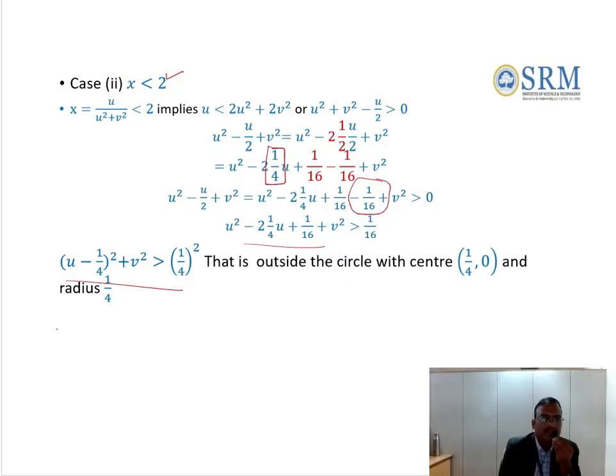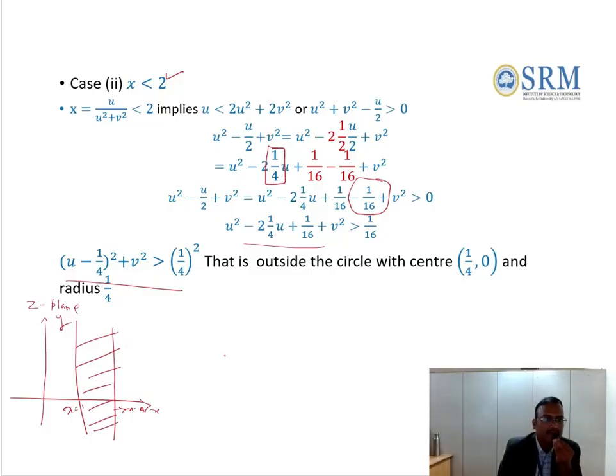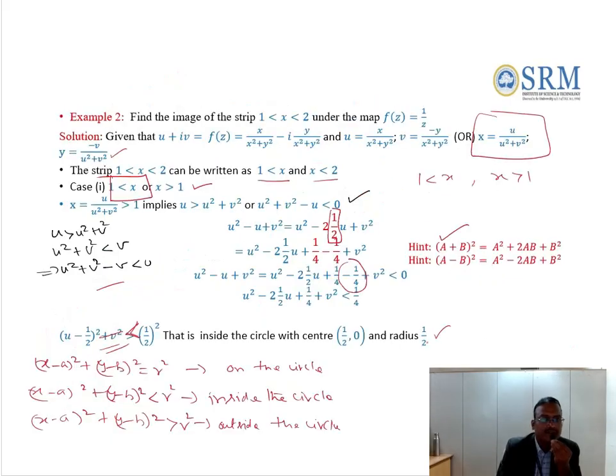So now we are going to find out the region, right? So what is given to us in z plane? In z plane, this is your x axis and this is your y axis. The vertical strip, this is x equal to 1 and this is x equal to 2. The region bounded by these two vertical lines, this is your vertical strip. Now in w plane, the first circle is inside the circle with the center 1 by 2 comma 0 and radius is 1 by 2, right?